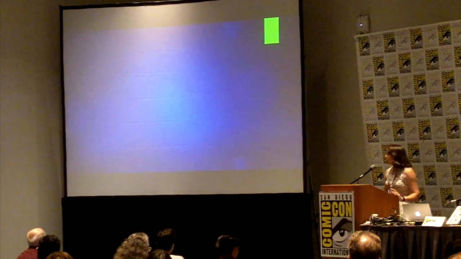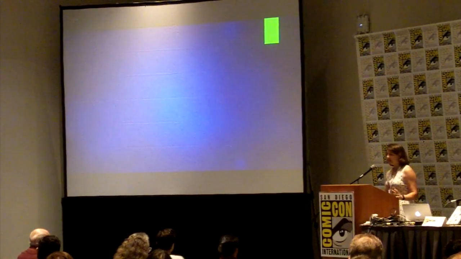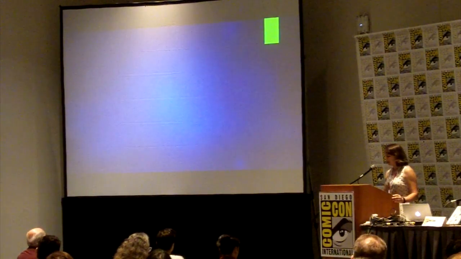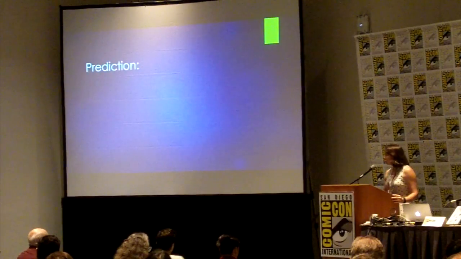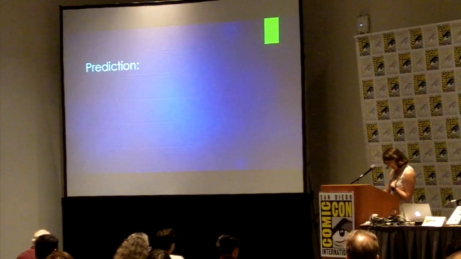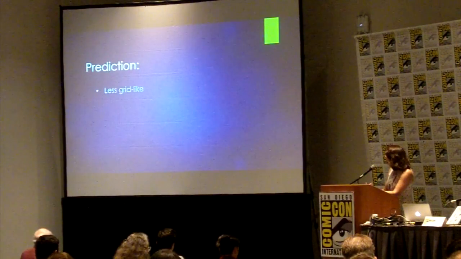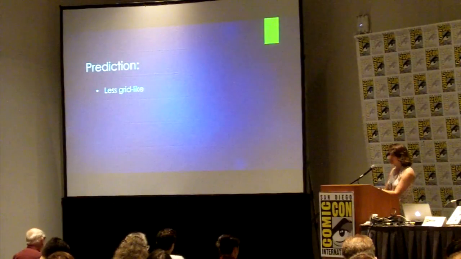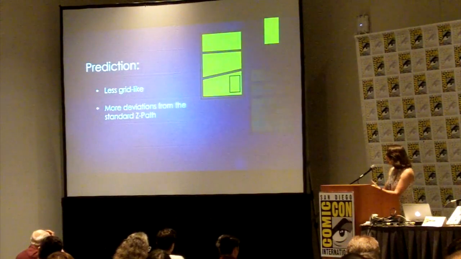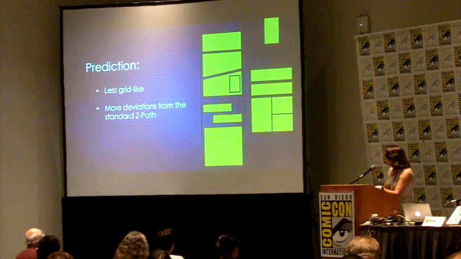Based on this and our experience, we have these predictions that we have laid out. The first is that we predicted that pages would become less grid-like over time, just in general. And stemming from that, we would assume that with the decrease of grid usage, we would see more deviations from the Z-path.